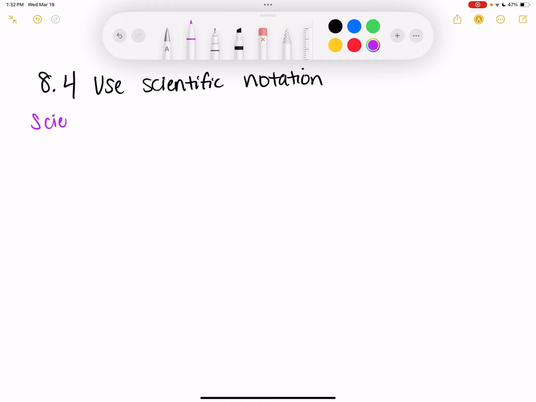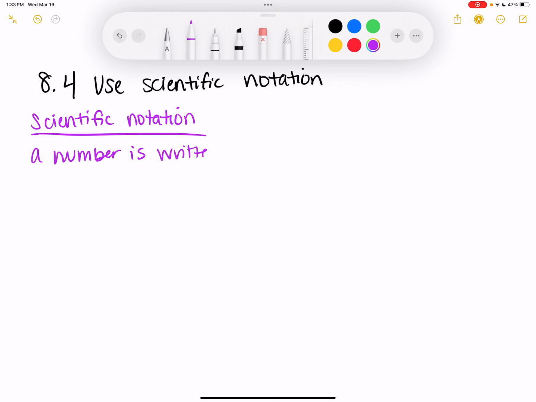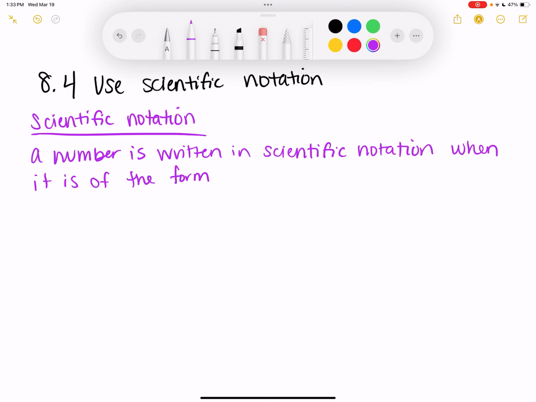Scientific notation. A number is written in scientific notation when it is of the form C times 10 to the n, where 1 is less than or equal to C is less than 10, and n is an integer.